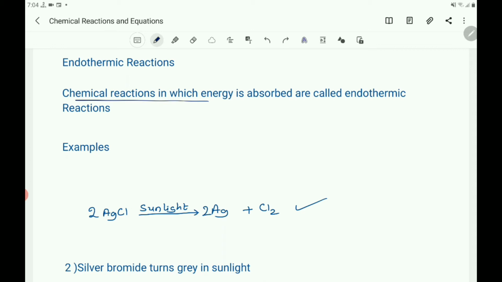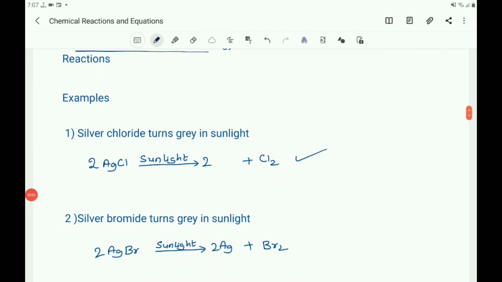Example: silver chloride turns grey in the presence of sunlight. The reaction is 2AgCl in the presence of sunlight gives 2Ag plus Cl2. This is an endothermic reaction. Here the sunlight is used. Energy is used, energy is absorbed. So it is an endothermic reaction.